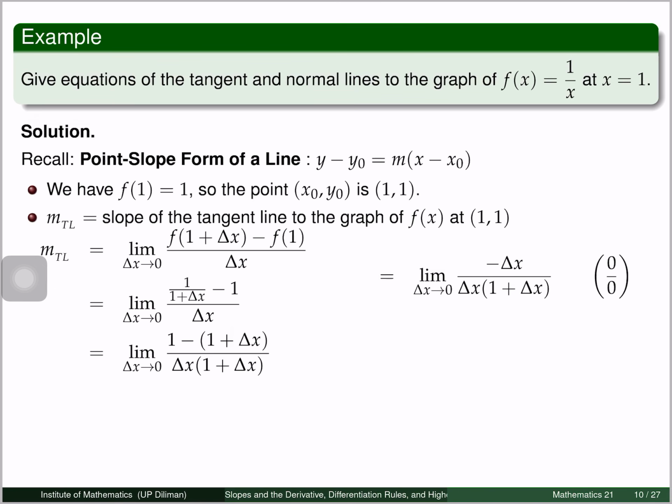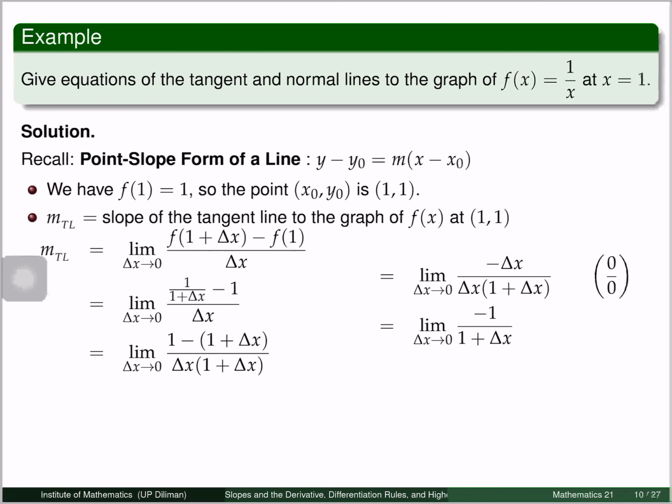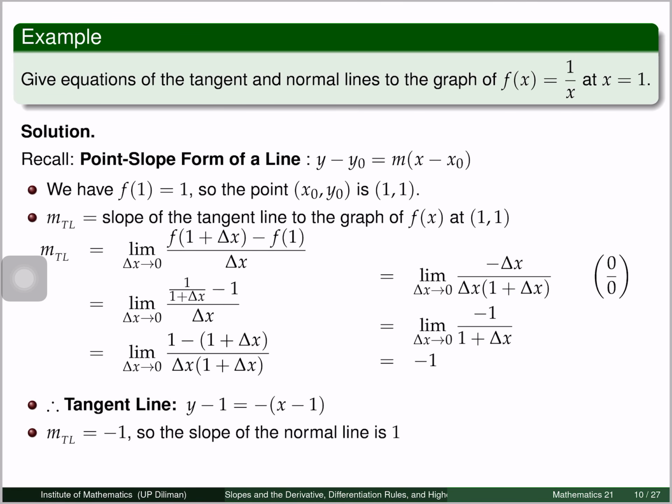And then, this is an indeterminate form, 0 over 0. Madali lang makita that you need to cancel delta x. And as delta x approaches 0, this expression is equal to negative 1. So here, the slope of the tangent line of f of x at (1, 1) is negative 1. So we have that the equation of the tangent line is y minus 1 equal to negative of the quantity x minus 1.